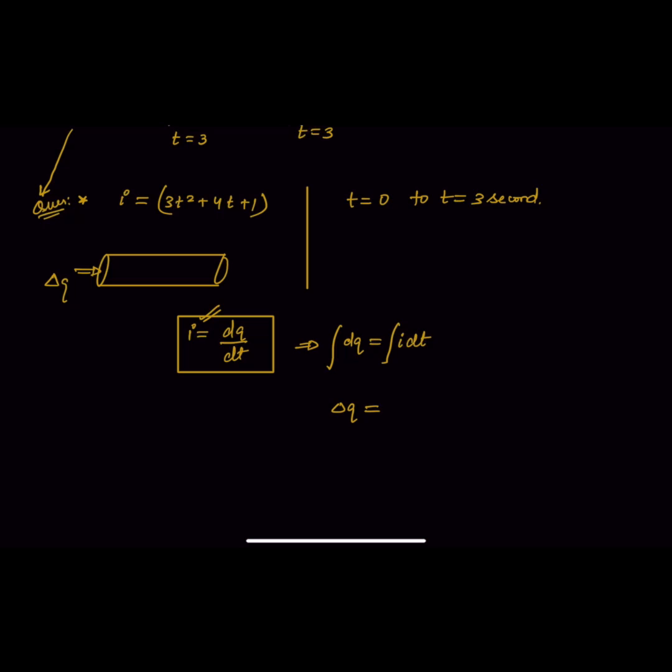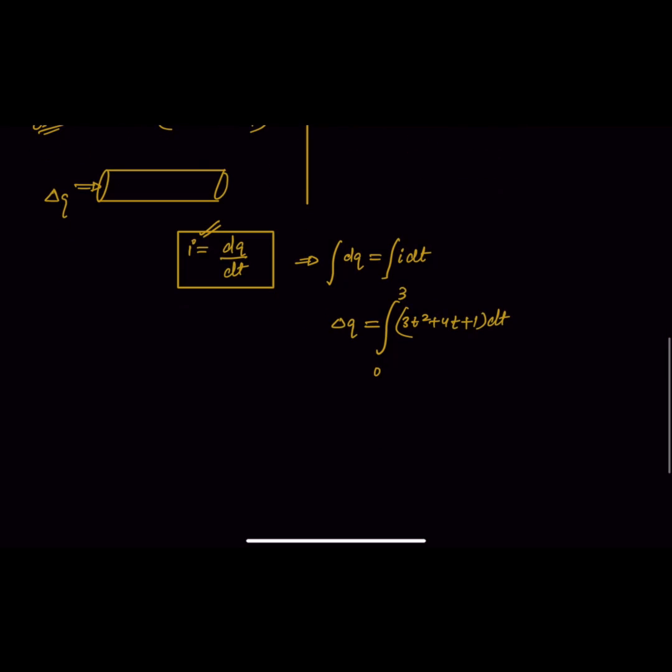What is the equation of I? I is 3t² + 4t + 1. Let's integrate it with respect to t, and the time interval is from 0 to 3. If I integrate it, that will give me t³ + 2t² + t, and I'll put the limits. I think you are familiar with the concept of putting limits, so I'm just directly doing it.